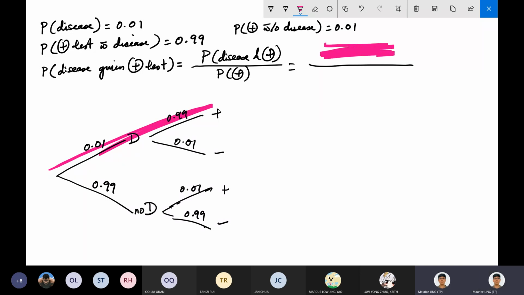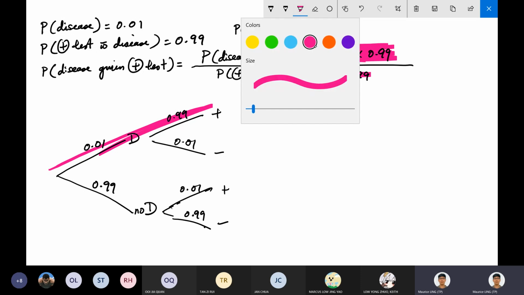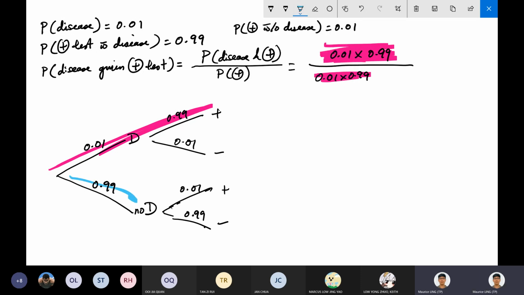Okay, so let's shade it out here first. So it's 0.01 times 0.99. This is also positive. So this is 0.01 times 0.99. Okay. Then the next thing is you have this track, right? Which is 0.99 times 0.01. So can you calculate out? 0.5.